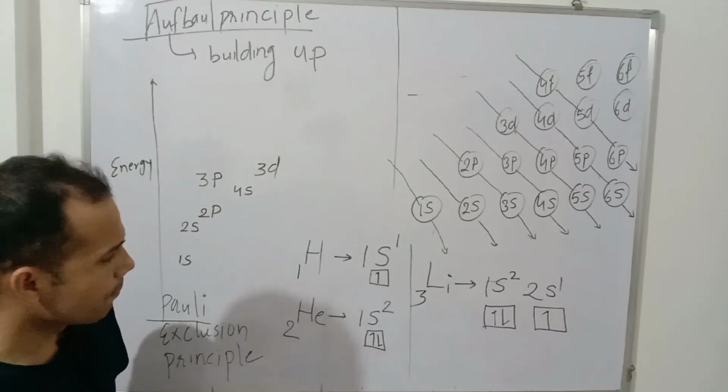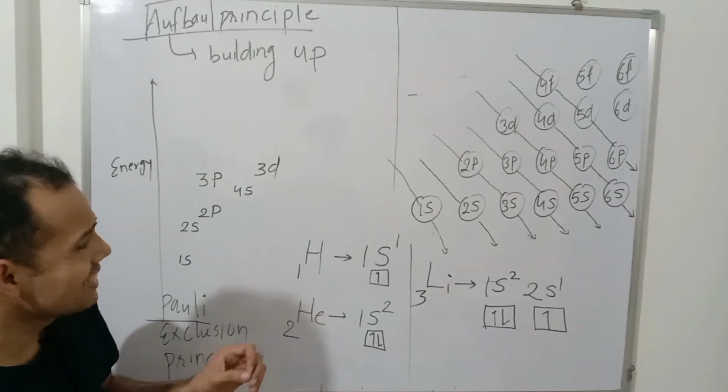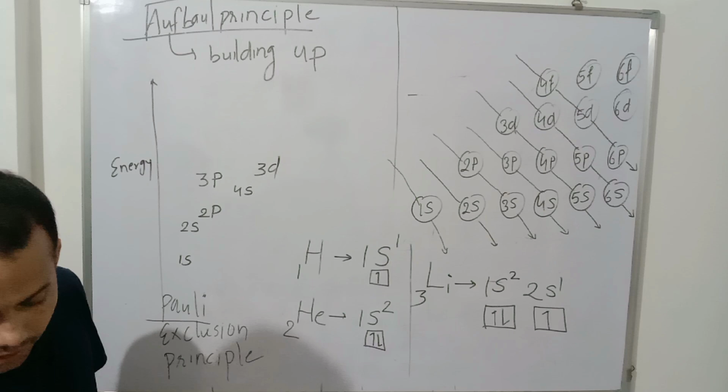Again for the s orbital, one electron is there. You can show it in this way. So this is the electronic configuration of lithium.